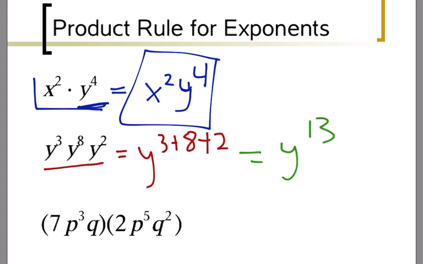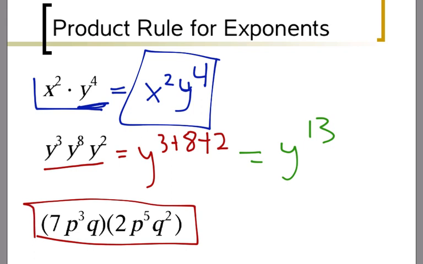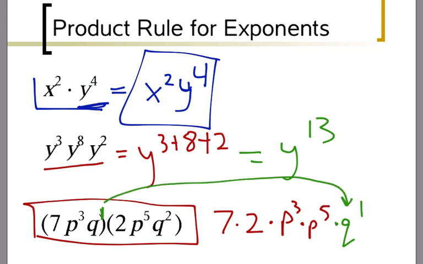And then this last one is very similar to the last one on the last page, where I need to deal with the numbers and letters separately. So I put the 7 times the 2 together, and then I'll put the two p's together, so p to the 3rd times p to the 5th, and then I'll put the two q's together, so times q to the, there isn't anything there, so it's a 1, so I put q to the 1, and then q to the 2nd.